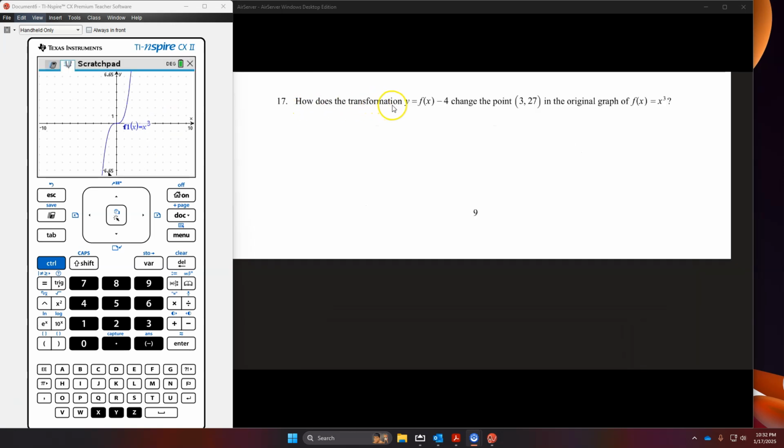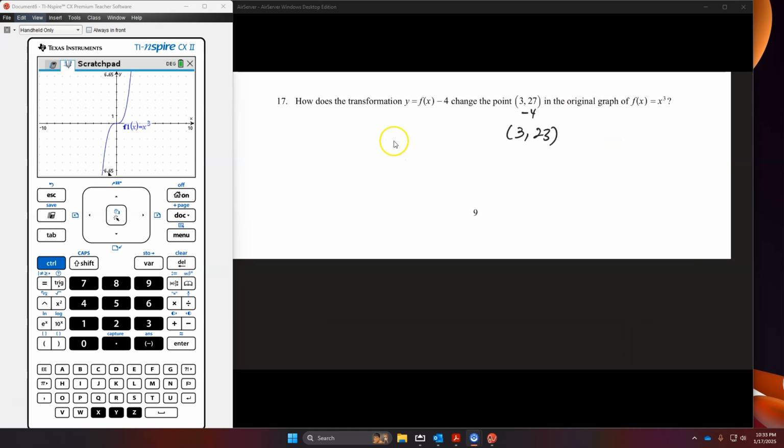How does the transformation y equals f of x minus 4 change the point (3, 27) in the original graph? Well, that minus 4 means that the parent function is going down 4 units. So guess what's going to happen to 27? Isn't it also going to go down 4 units? So all you have to do is subtract 4. So your point should be (3, 23).